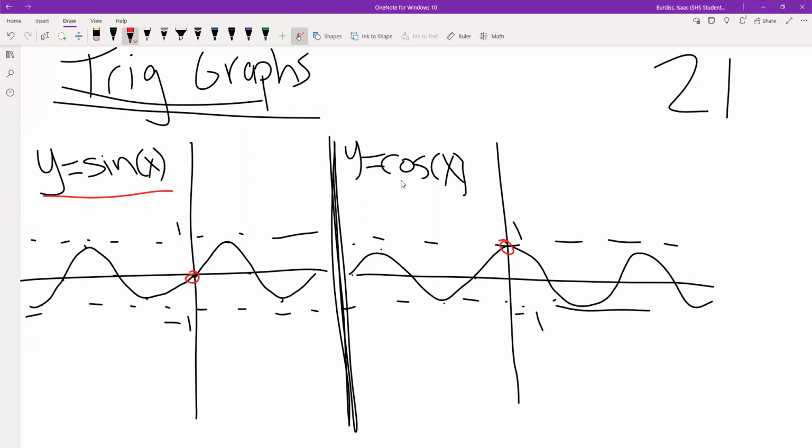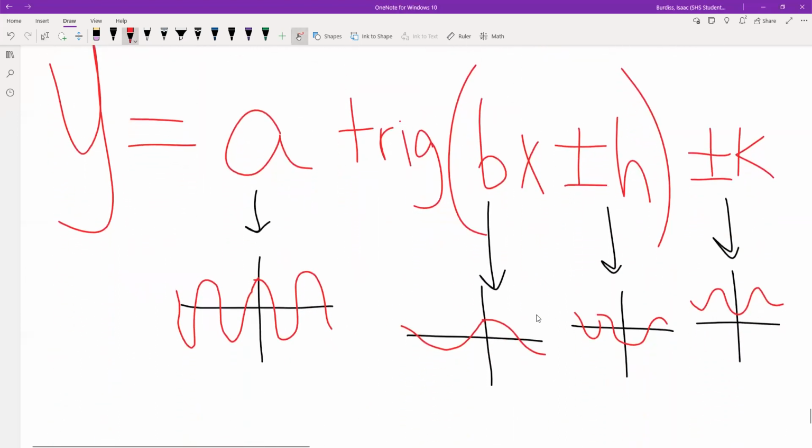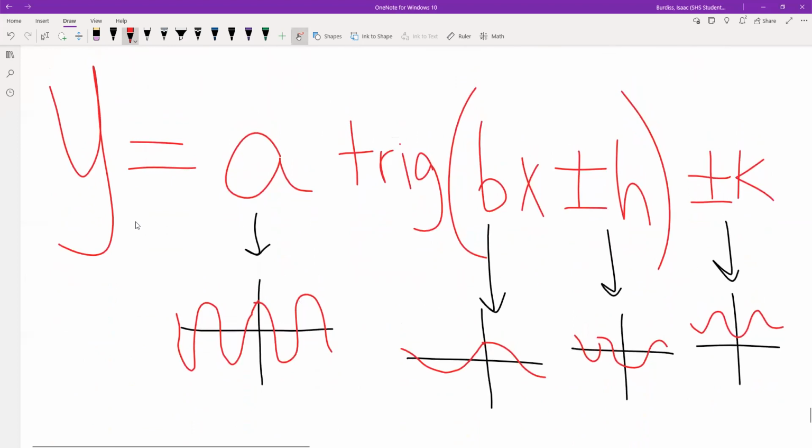And the cosine of X is the same, except if you notice, it goes through the point 0, 1 instead. It doesn't go through 0, 0, it goes through 0, 1, but still it has the same amplitude starting out. Well, just like anything, there can be transformations. So let's see the different kinds that you could see.